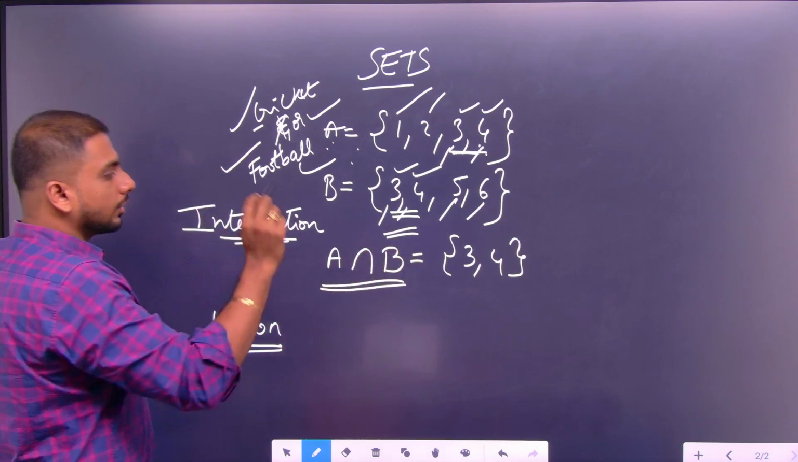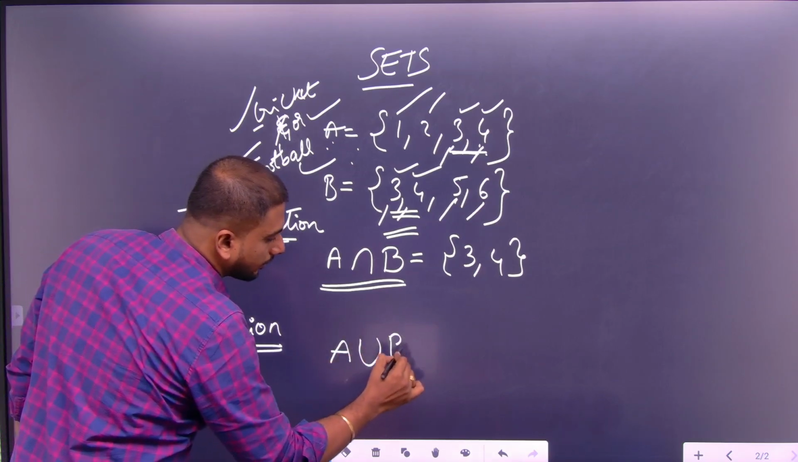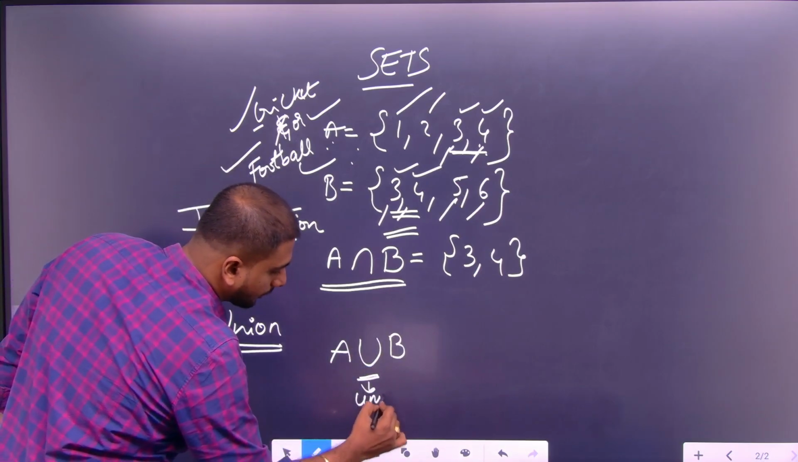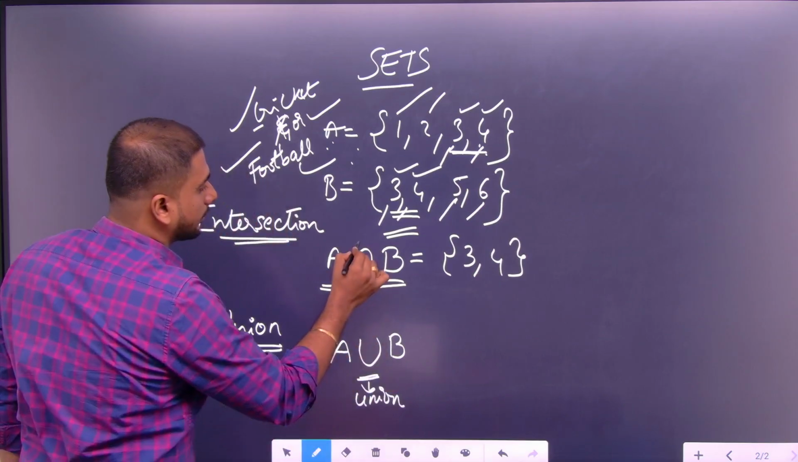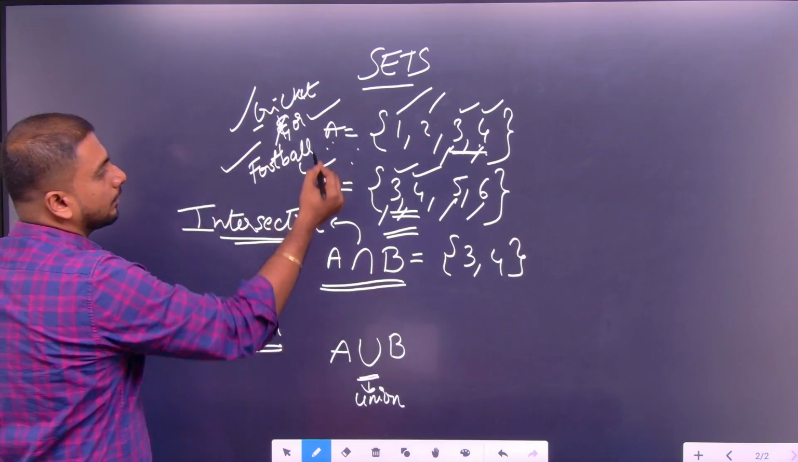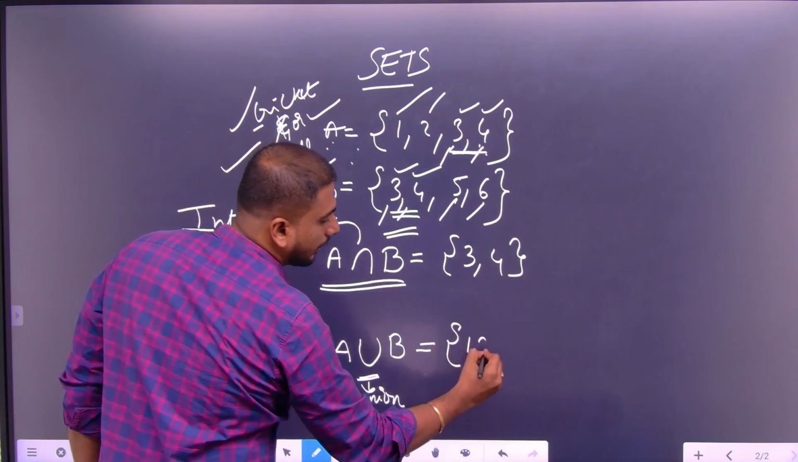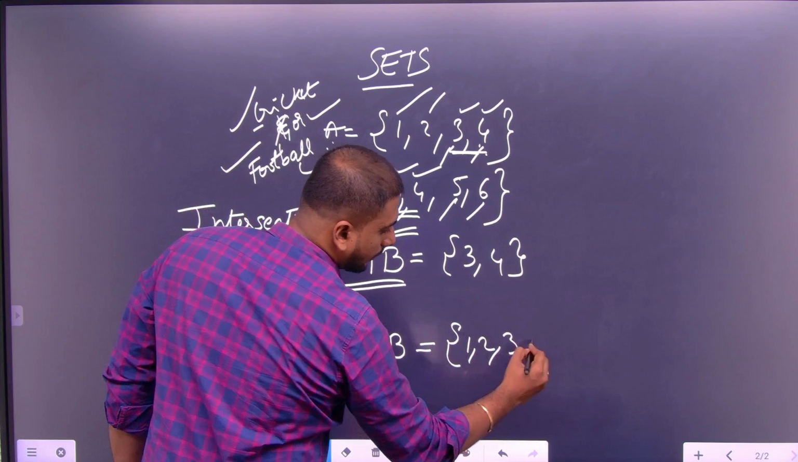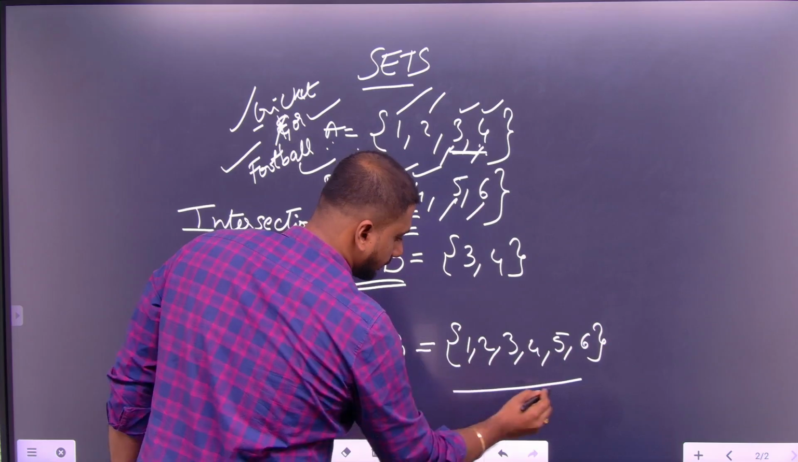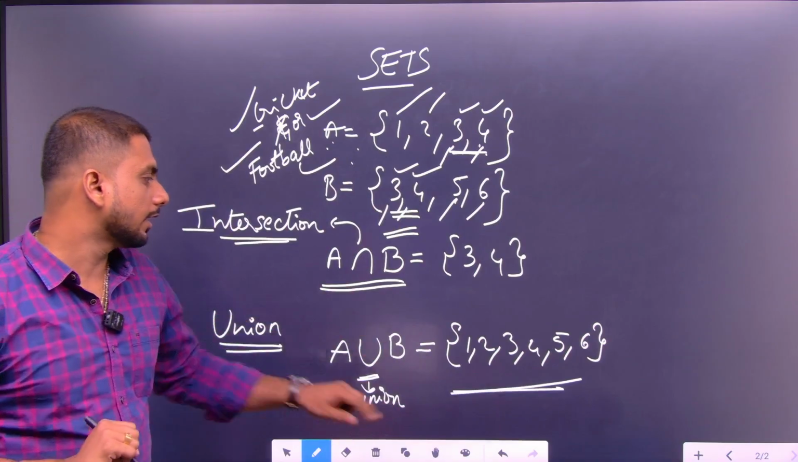No. There is no repetition inside of a set, and whenever there is an or condition, this symbol is denoted as union. Here this symbol is denoted as an intersection, and here it becomes union. So when you union A and B, it will result in a set of 1, 2, 3, 4, 5 and 6. Okay, this is the resulting output of intersection and union.